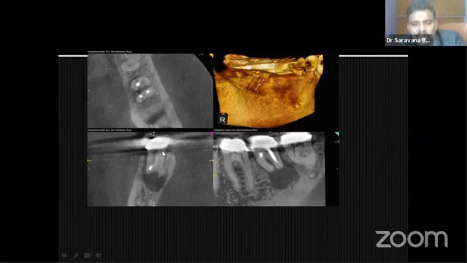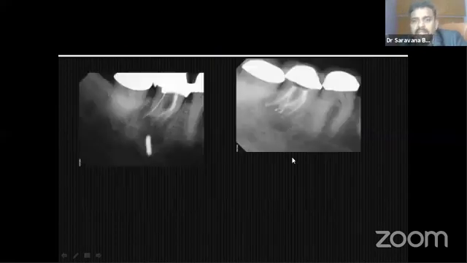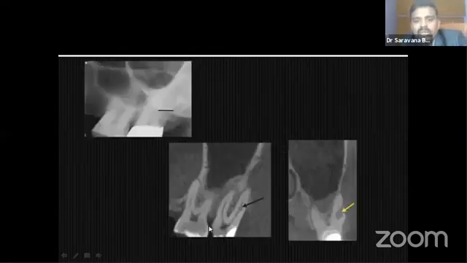Look at the cross-sectional slice. There is a missed canal with acute dilaceration. This is the reason for this periapical abscess. After that, we identified and restored it. Look at the healing process in this lesion area. Okay, so these are some cases of internal resorption. Look at the internal resorption here.